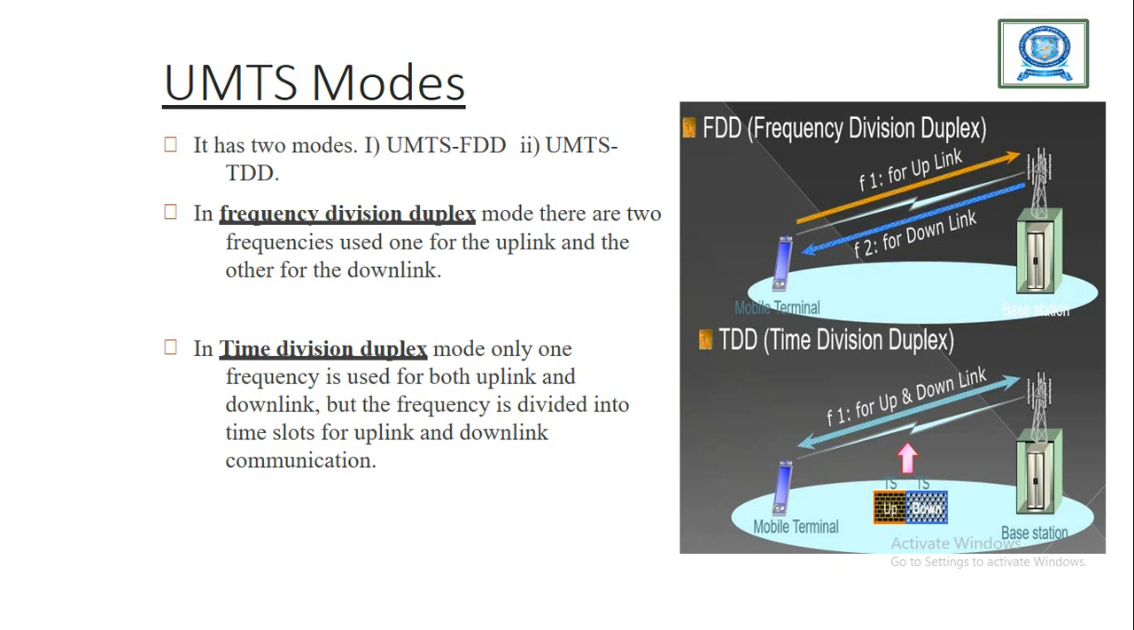One channel is fully used for the uplink process and another channel fully used for the downlink process, each channel having different frequencies. In time division duplex mode, only one frequency is used for both uplink and downlink, but the frequency is divided into time slots for uplink and downlink communications. In TDD, we use only one channel for both operations, uplink and downlink. The single channel uses a single frequency, but it is divided based upon time slots.